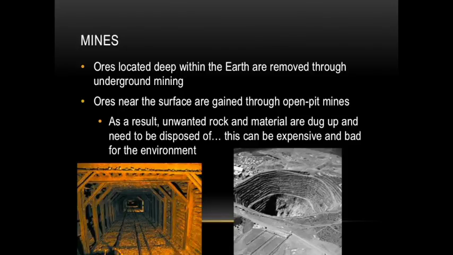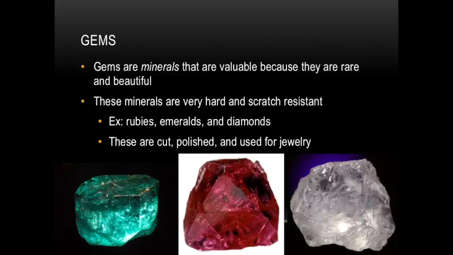A gem, on the other hand, compared to an ore, is a mineral that is really valuable because it's rare and beautiful. So an ore has valuable elements. The gem itself is valuable because it's rare and because it's very durable, and gems are usually 8s, 9s, and 10s on Mohs hardness scale, so they're really difficult to scratch. Examples are rubies, emeralds, and diamonds. And then oftentimes we will cut and polish these and use them for jewelry.